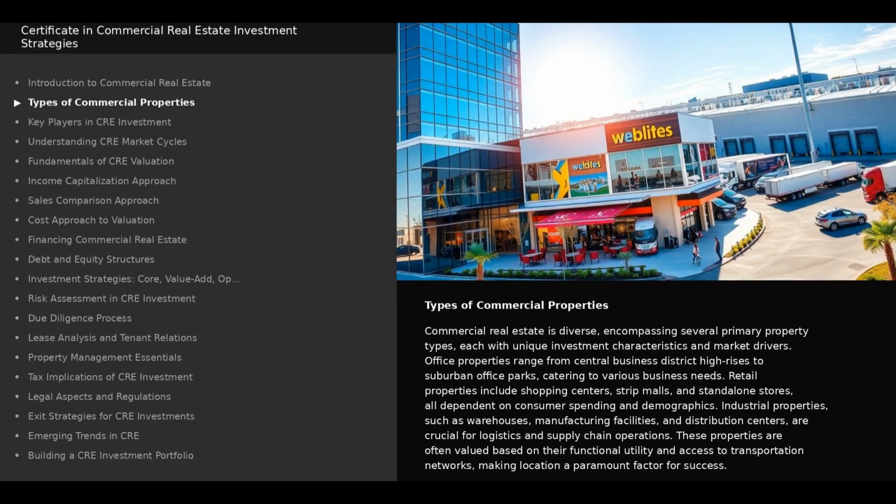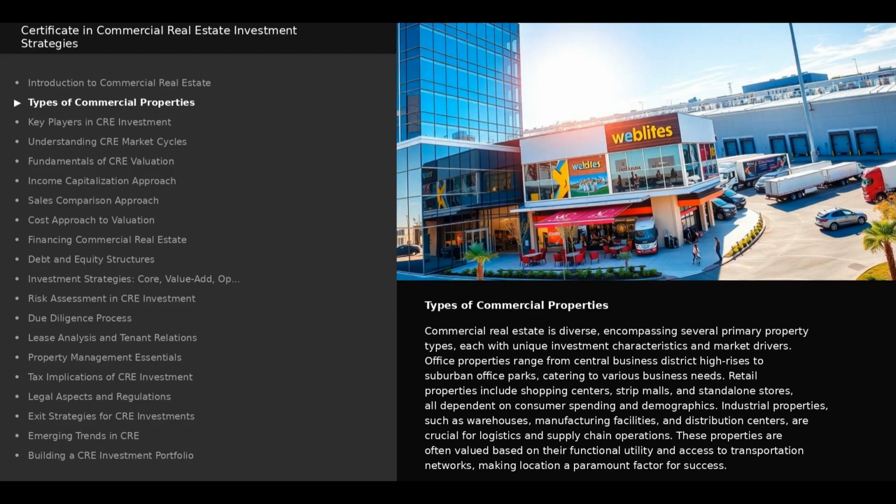Types of commercial properties. Commercial real estate is diverse, encompassing several primary property types, each with unique investment characteristics and market drivers. Office properties range from central business district high-rises to suburban office parks, catering to various business needs. Retail properties include shopping centers, strip malls, and standalone stores, all dependent on consumer spending and demographics.